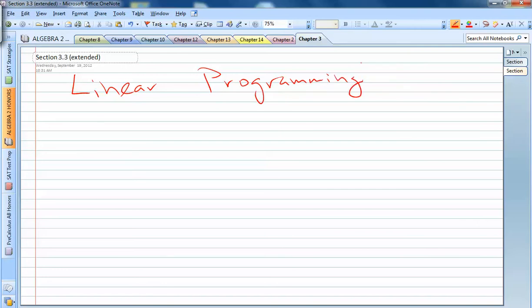Now, it does sound kind of like a weird topic, but you think about what linear means, that deals with lines. When you hear the word programming, you might think of programming with languages, like if you're trying to make an app on your phone or something like that. So it can sound kind of easy, but kind of complicated with the title here. What we're going to do is look at a particular word problem.